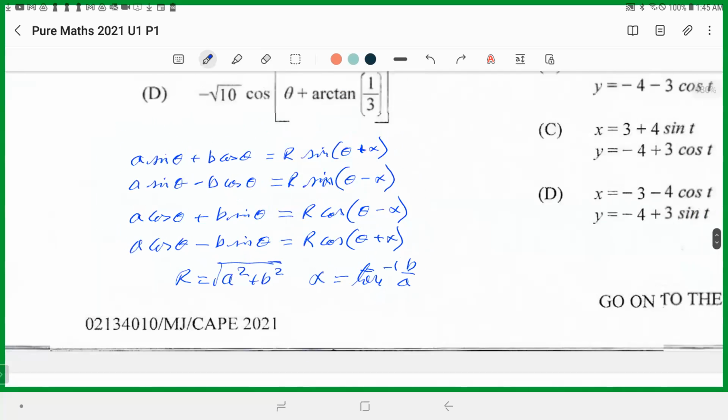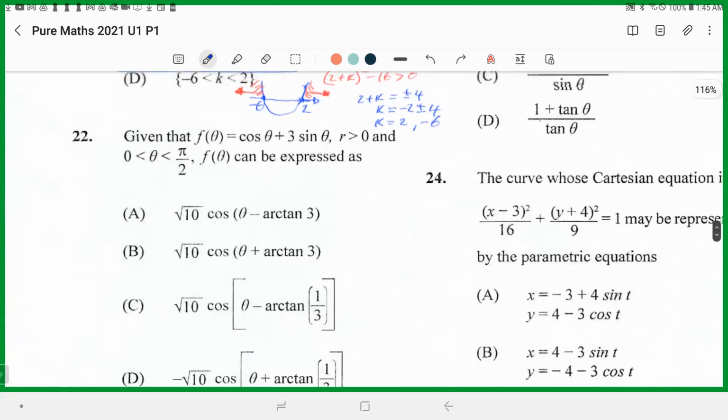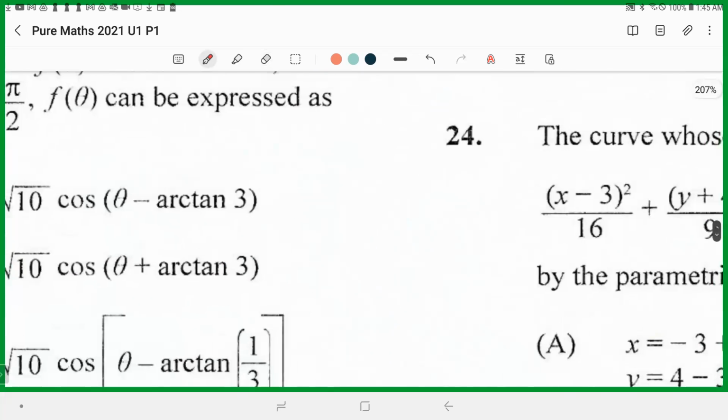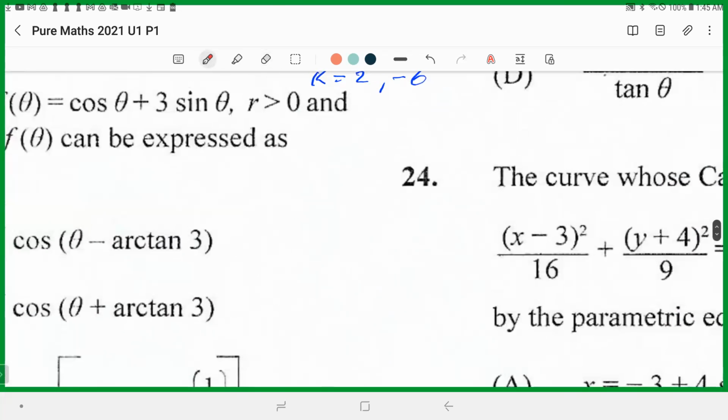Easy. So back up to here now. I'm looking at this. My cos comes first, and this is a plus, so I know it's going to be R cos theta. Let me zoom it up. Right here, for the blue, it's going to be R cos theta. Since this is a plus, I have to put a minus in here when it's cos: minus alpha.